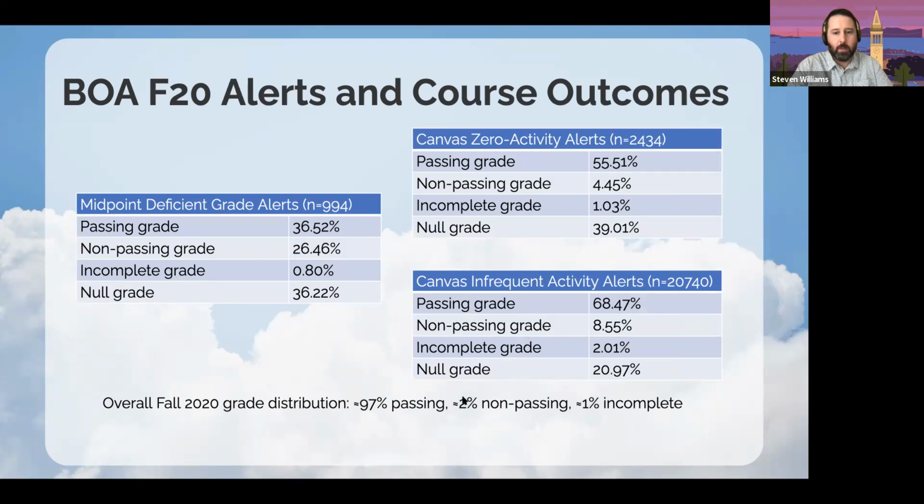On average, about 2% of students get a non-passing grade when we look at fall data. And for all of these alerts we generated, particularly the ones against the Canvas data, that number goes up quite a bit. The passing grades are still quite high. We certainly can't say the presence of one of these alerts means the student's not going to pass a course. But we know that there's a level of risk for the student based on a certain duration of inactivity that we can capture and represent through the BOA alerting model.